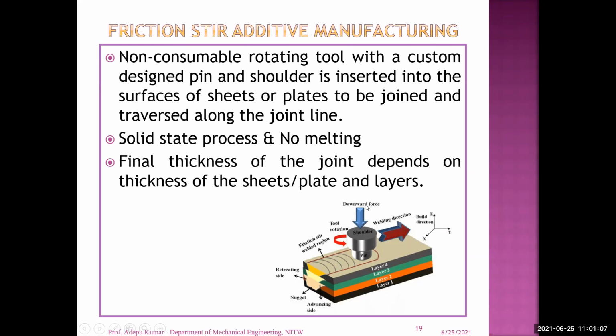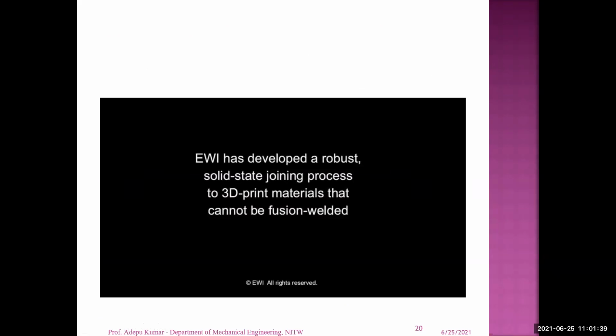Here the downward force creates a bond between these two materials and also helps to increase the heat generation. The rotation of the tool moves the material from one side to the other side and fills the back side of the pin. In this way, you generate the components. Now I am showing one video related to the hybrid welding process, the hybrid additive manufacturing process.